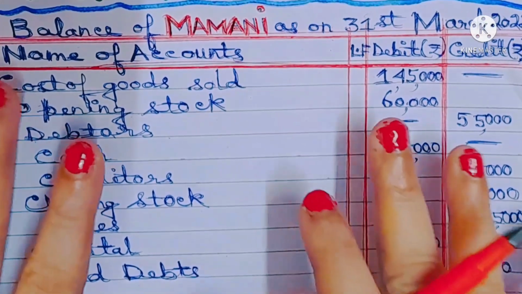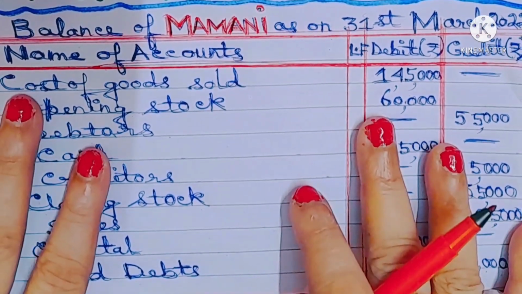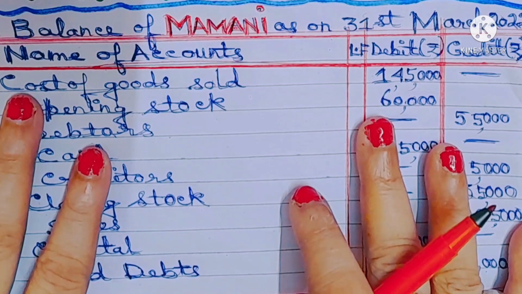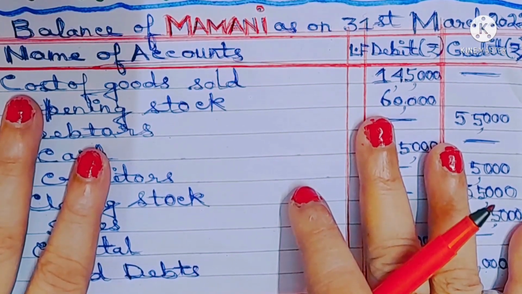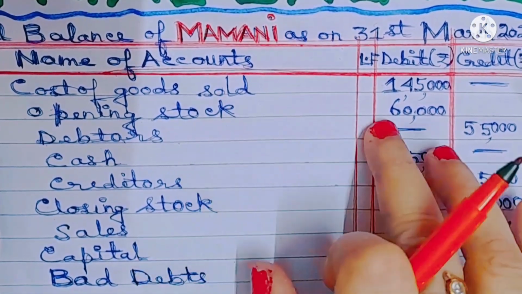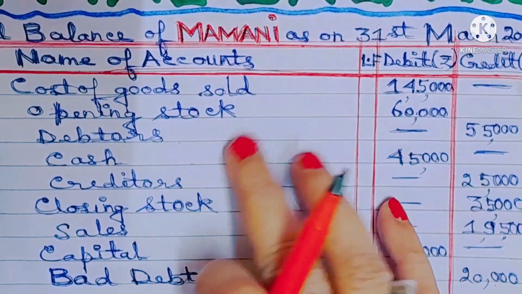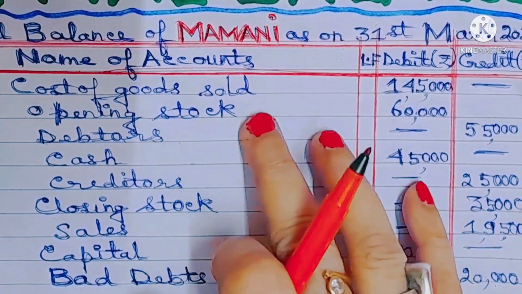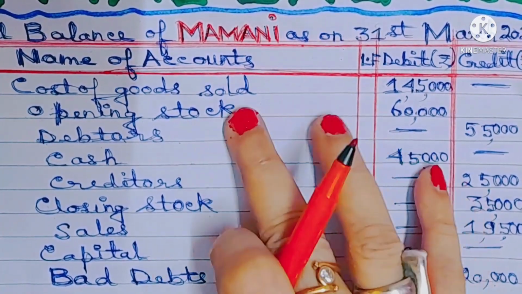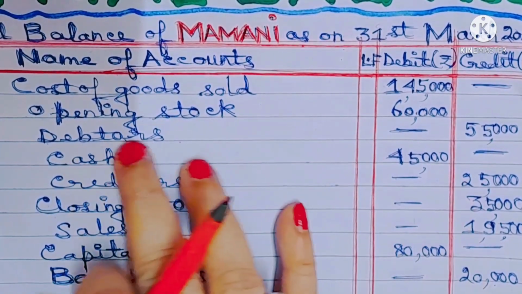Understood? In other words, the stock of goods remaining unsold at the end of the previous year is termed as the opening stock of the current year. Understood? So opening stock will not appear in the trial balance. Instead, you'll write a short note regarding opening stock. So what will you write?